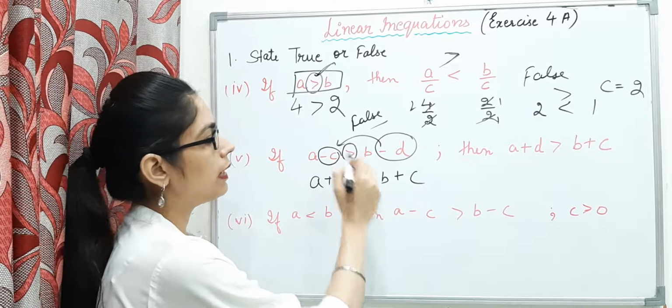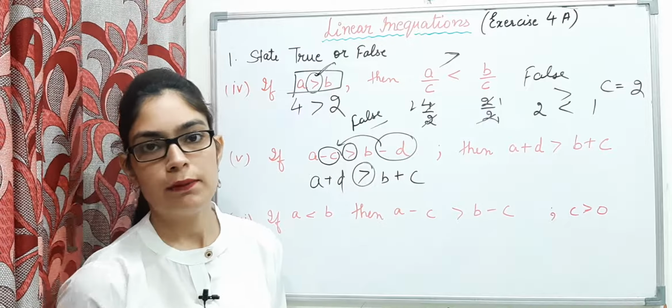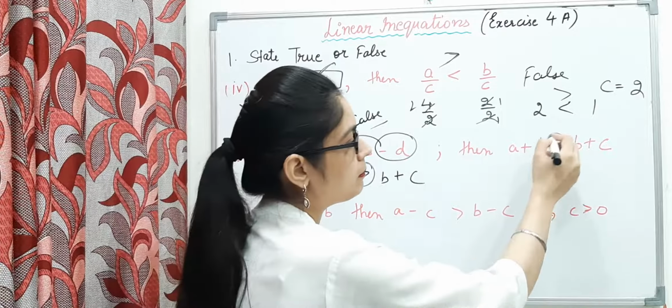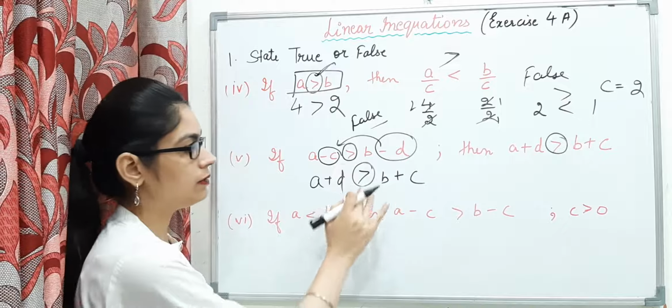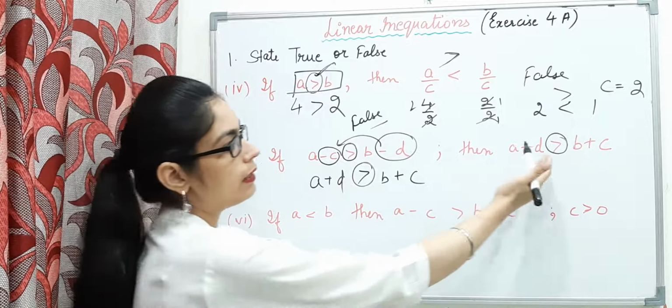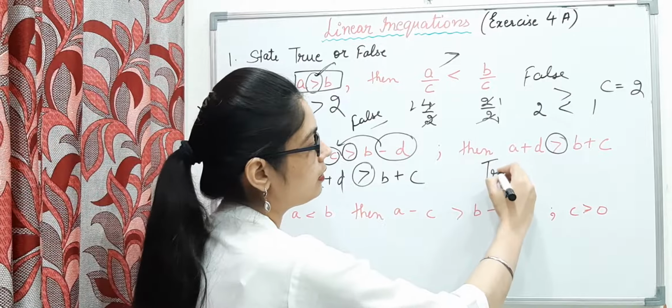There also we learned the sign of the inequation will remain the same. So the same sign they have mentioned. So A plus D is greater than B plus C. Here also they have given this, so this is true.